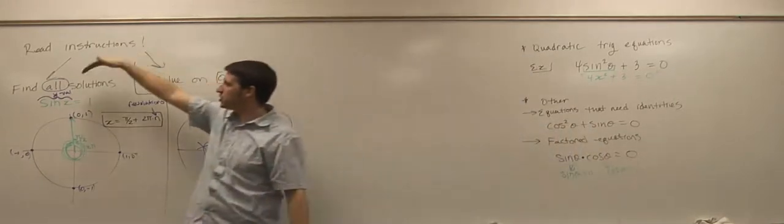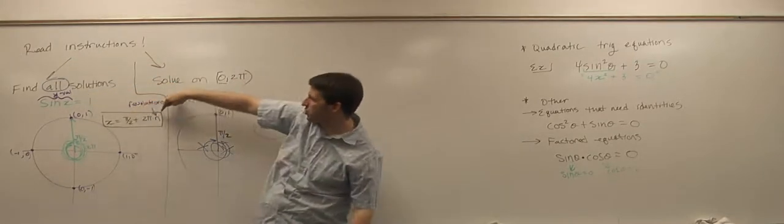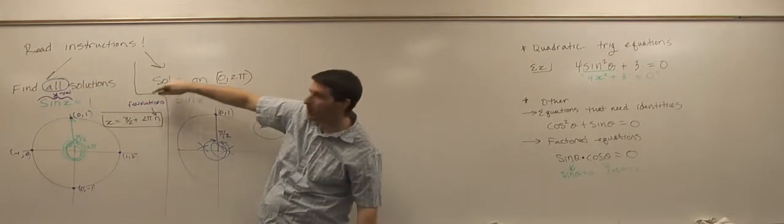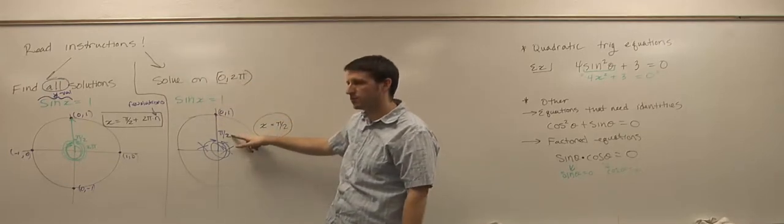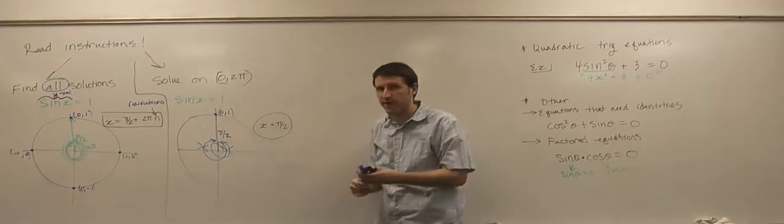So be careful. If I want you to find all solutions, I want this extra 2 pi n factor. If I want you to find just solutions on 0 to 2 pi, I want pi over 2. That's just no extra revolution factor.